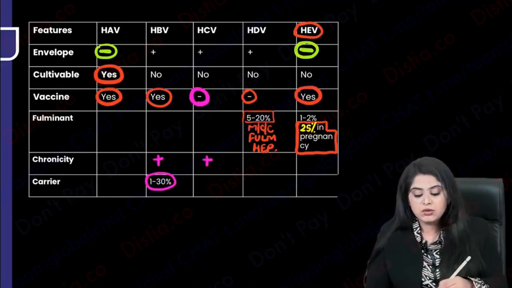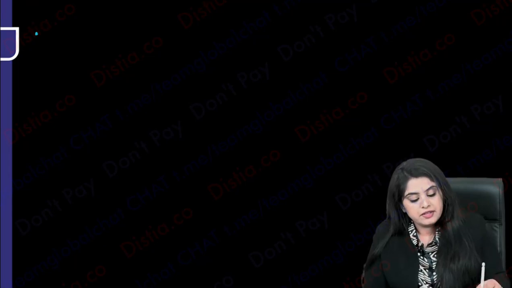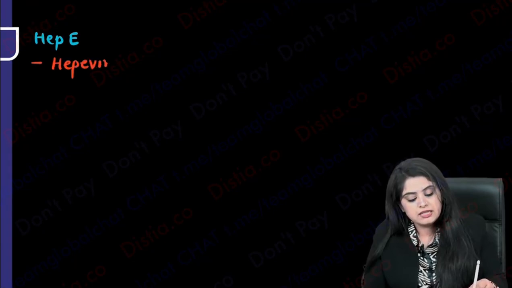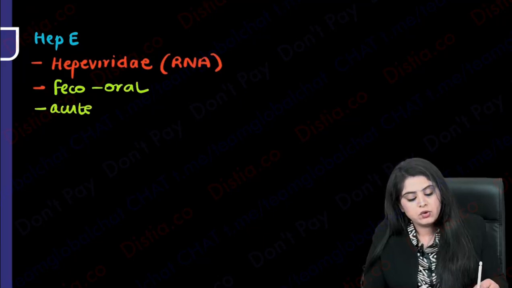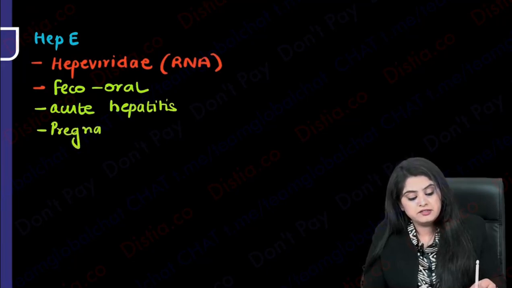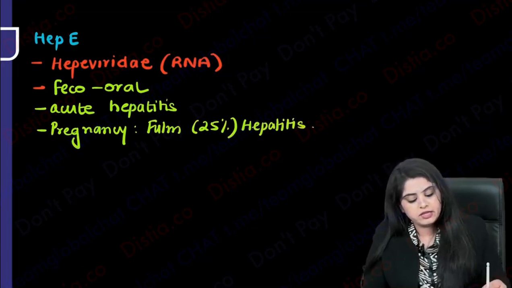Yes, there is a vaccine, although I would say that it's only in China. I'll talk to you about it. Is it a cause of fulminancy in pregnant women? Yes, it is. So please let me know now that when I'm talking about hepatitis E, what are the quick points that I can tell you? It is now belonging to the Hepeviridae family, which belongs to the RNA family members. In terms of the route, it is going to be a feco-oral route, and it is of course going to cause acute hepatitis, right? But in pregnant females, in pregnancy, the fulminant hepatitis rate is going to be 25%. It causes fulminant hepatitis.